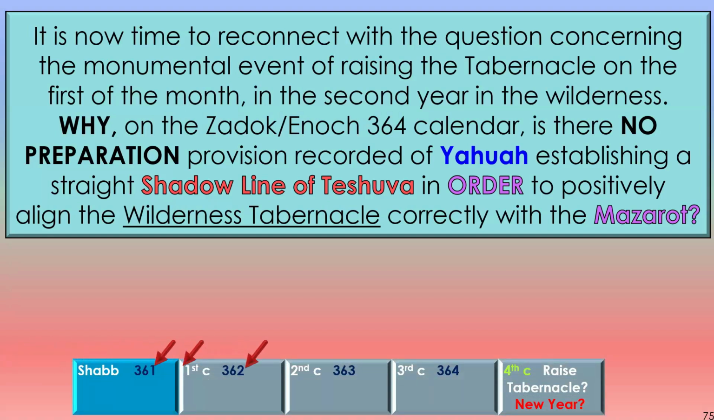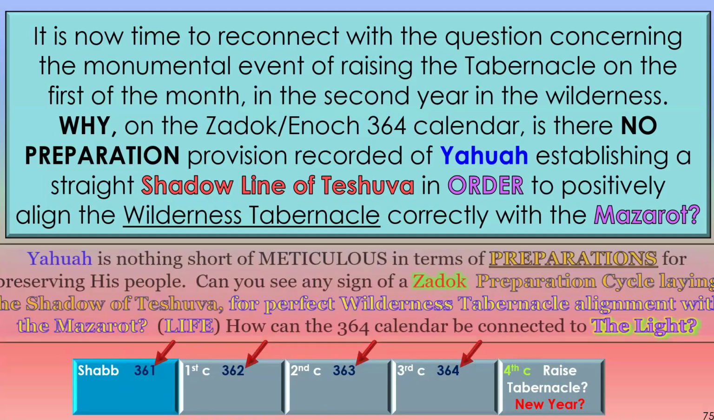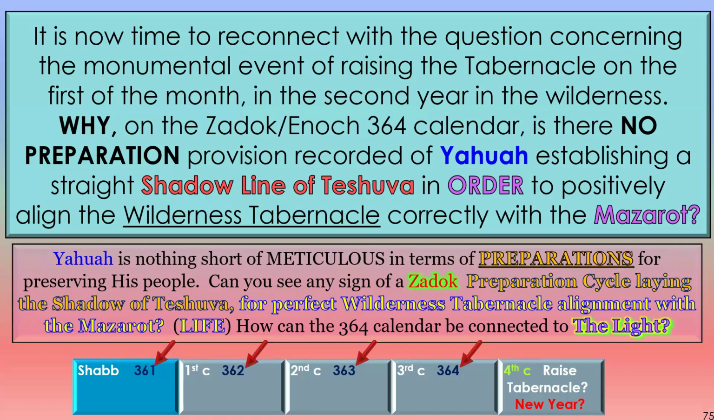Yahuwah is prepared. Zadok was not. Yahuwah is nothing short of meticulous in terms of preparation for preserving his people. Can you see any sign of a Zadok preparation cycle laying the shadow of Teshuva for perfect wilderness tabernacle alignment with the Matzerot being life?